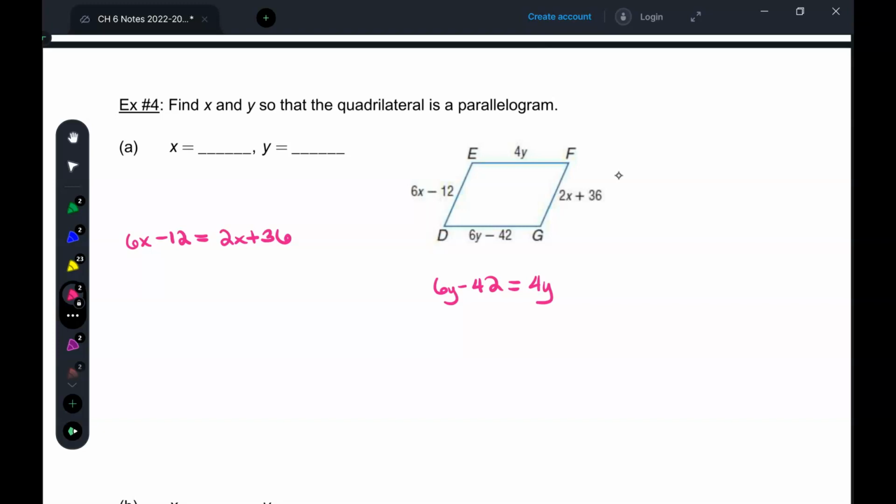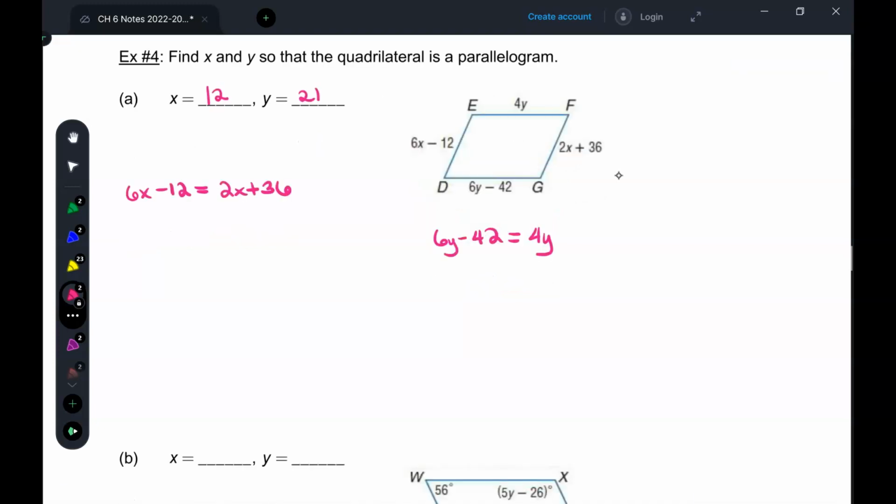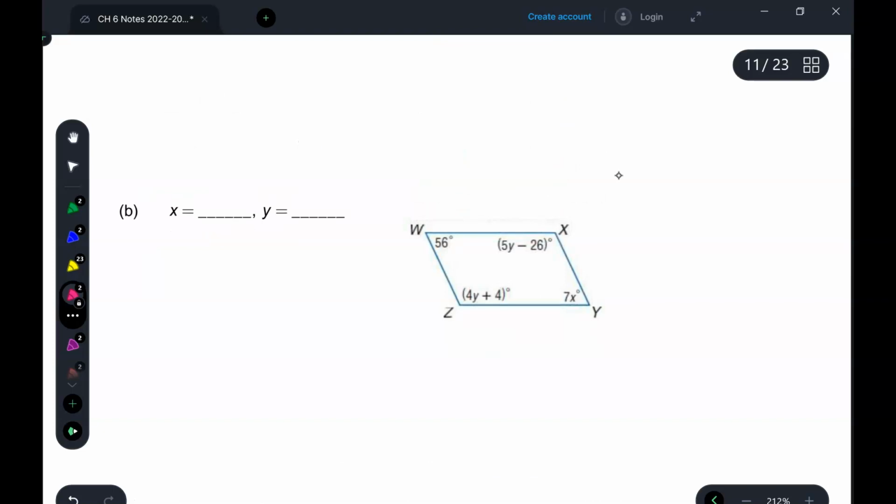We got 2 confirmed. 12 and 21. Good? Do we need to see the work for that, or everything checks? All right, how about B?